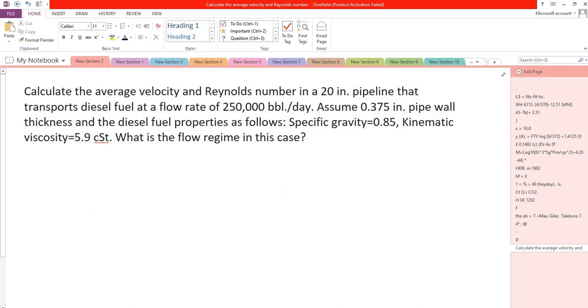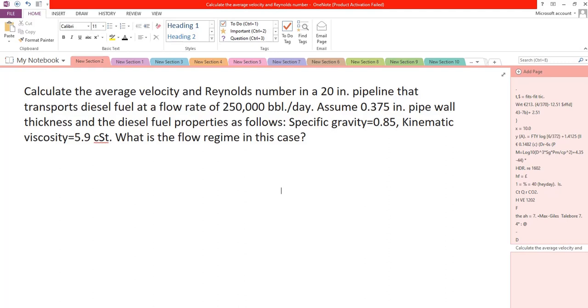Calculate the average velocity and Reynolds number in a 20-inch pipeline that transports diesel fuel at a flow rate of 250,000 barrels per day. Assuming 0.375 inch pipe wall thickness and the diesel fuel properties as follows: specific gravity as 0.85, kinematic viscosity as 5.9. What is the flow regime in this case?